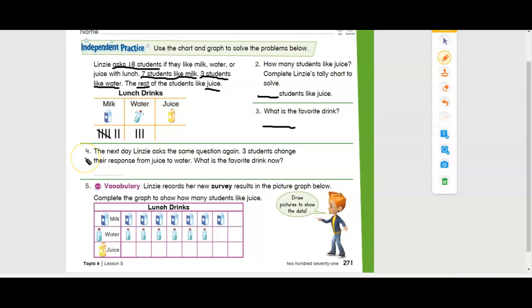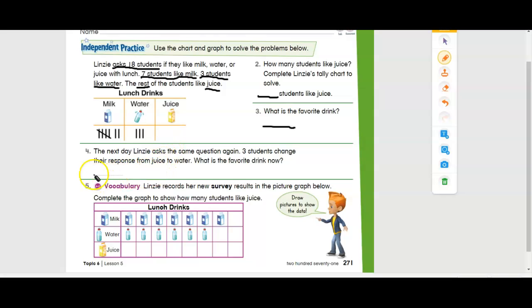Number 4 says, the next day, Lindsay asks the same question again. 3 students changed their response from juice to water. What is the favorite drink now? So look at your finished tally chart on your workbook page. And now think, if 3 of those votes were sent over to water, what would be the favorite drink now? Would it be milk, water, or juice?